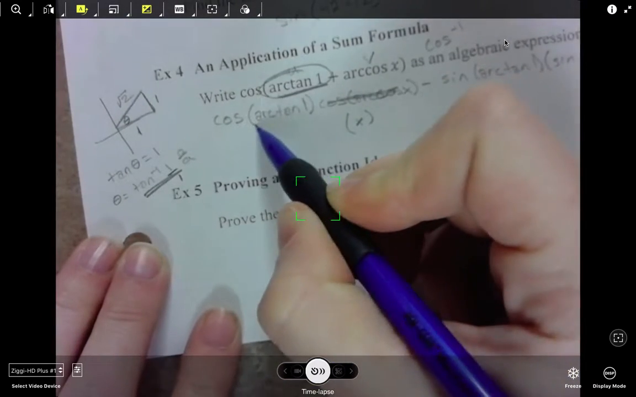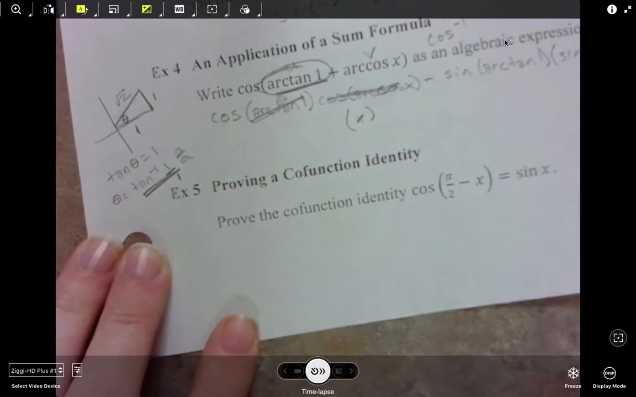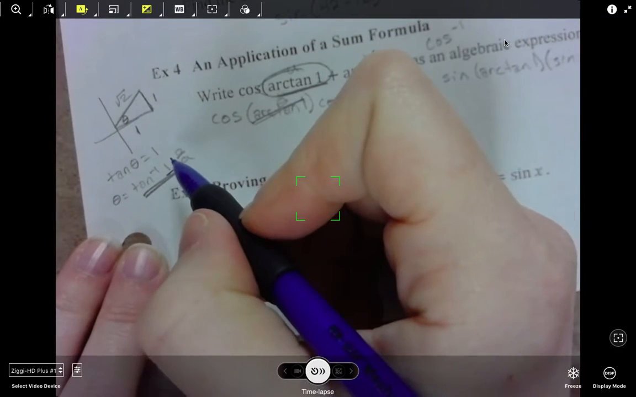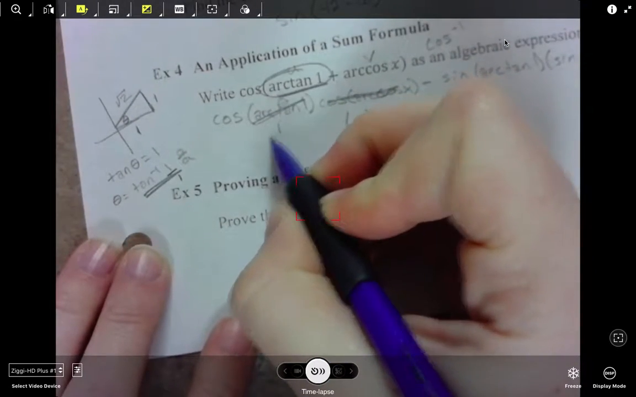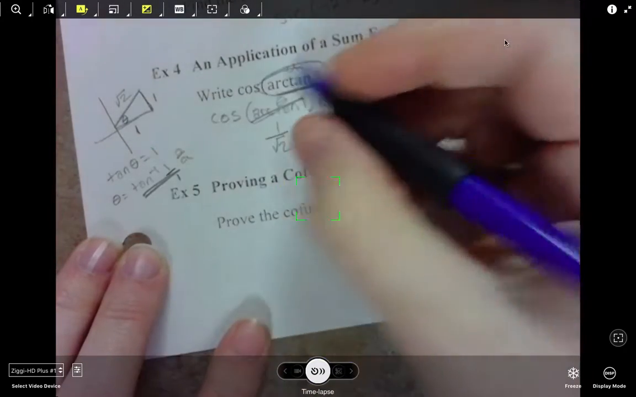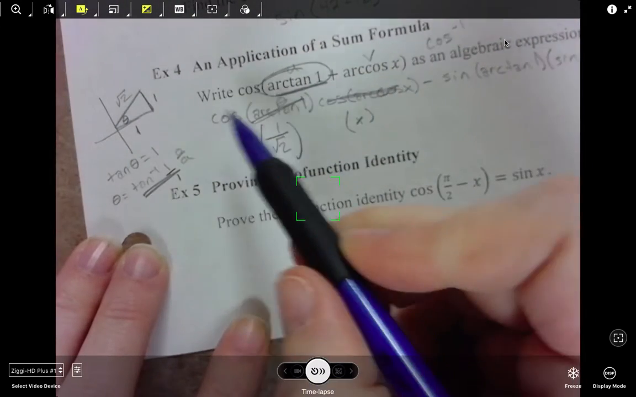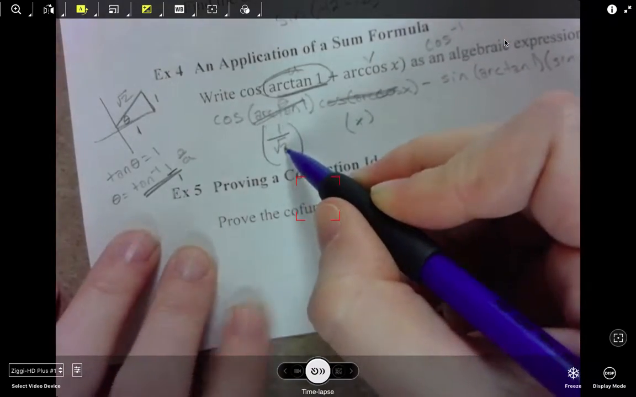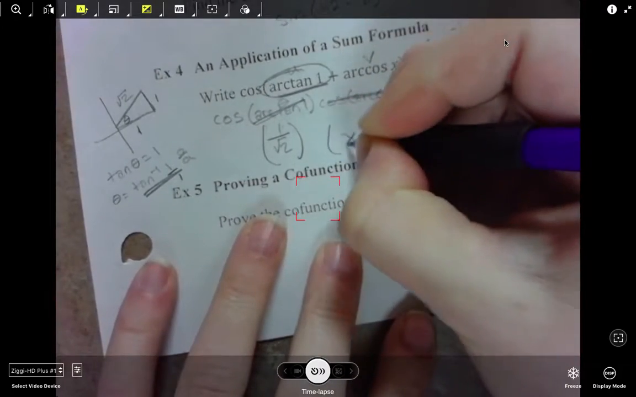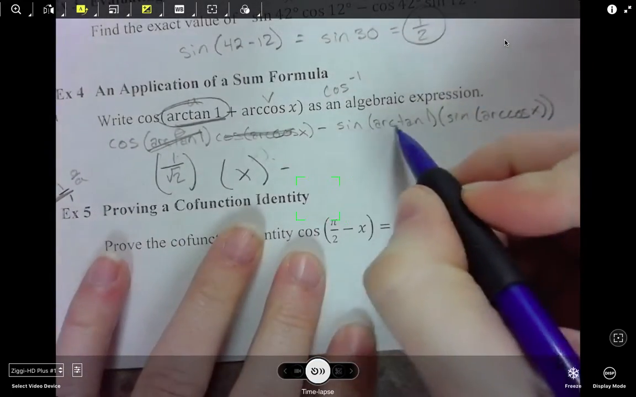So now that I know what this arc tangent of 1 looks like, they want me to take cosine of that angle. Okay, and cosine of this angle is the adjacent side over the hypotenuse side. So 1 over the square root of 2 is what adjacent over hypotenuse will look like. Okay, so now that I know what that angle looks like, I do cosine of that angle. So I have 1 over the square root of 2 times x. Okay, I'm going to move that x a little bit closer over here. Times x. Okay, minus, and then I have sine of that arc tangent 1.